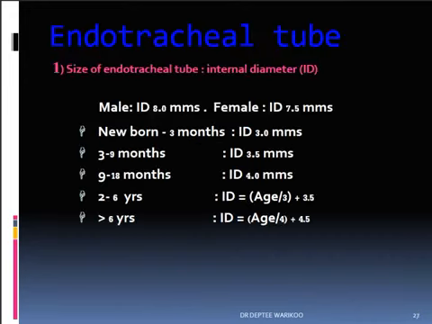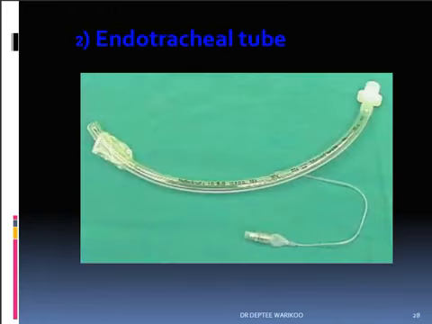So endotracheal tubes have various sizes and diameters. For males we mainly use 8 mm and for females we use 7.5 mm. For newborn till 3 months we use 3 mm. For 3 to 9 months we use 3.5, 9 to 18 months 4, about 2 years till 6 years we can use anything between 3 to 4, and after 6 years you could use anything above 4. So this you could see is the diagram of an endotracheal tube.